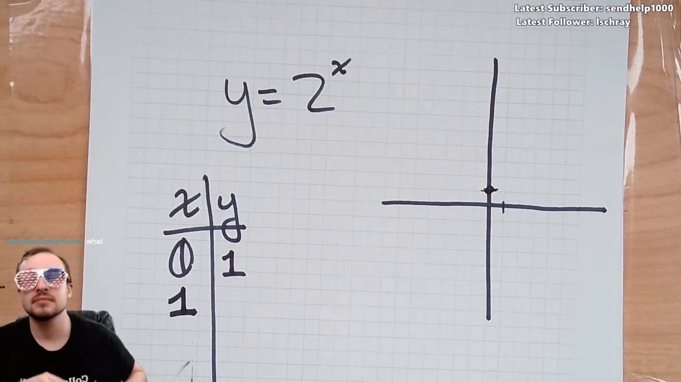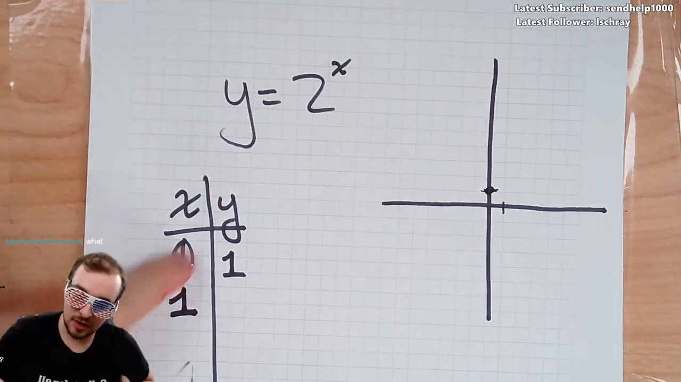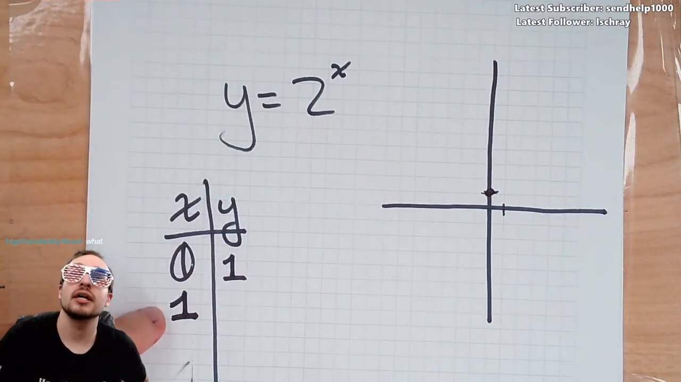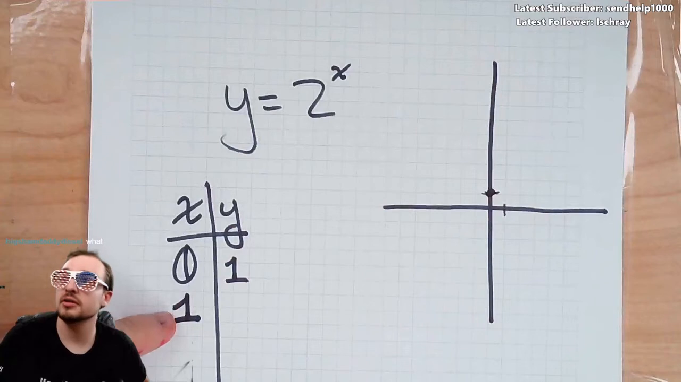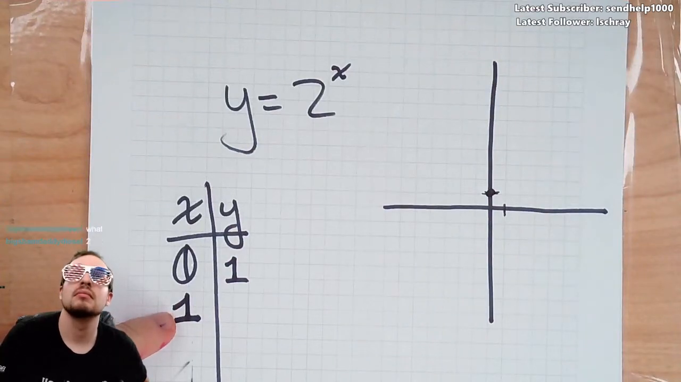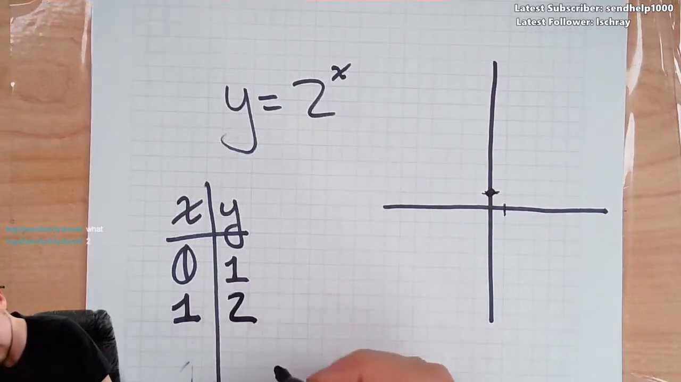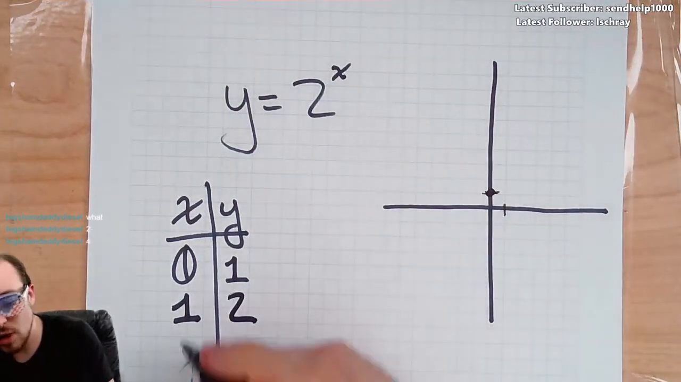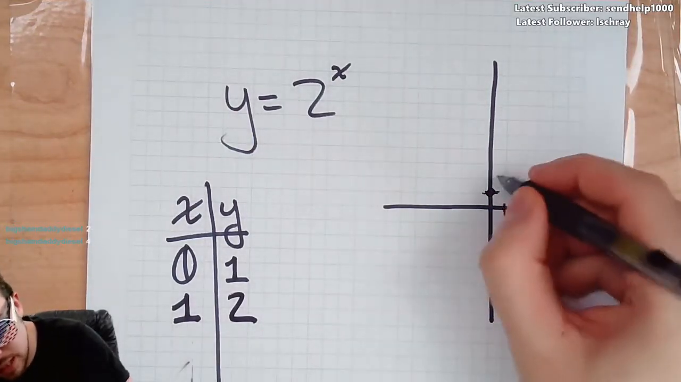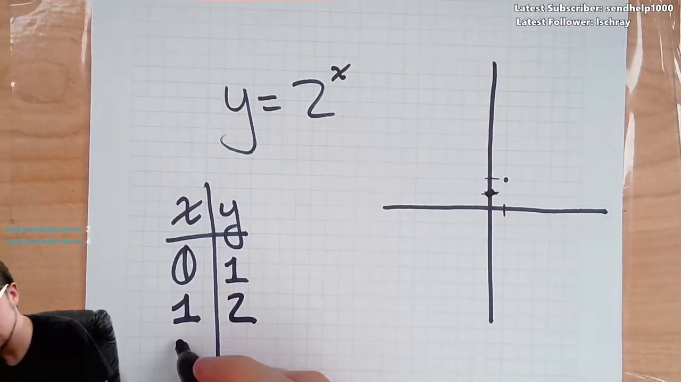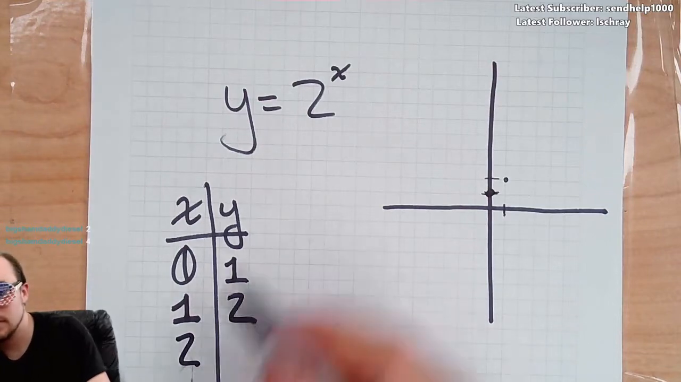If I plug in 0 for x, I get 2 to the 0th, which is 1. If I plug in 1 for x, I get 2 to the first. What's 2 to the first? So 1 comma 2 is what I get. 1 comma 2. He's getting ahead of the game. 2 squared is 4.